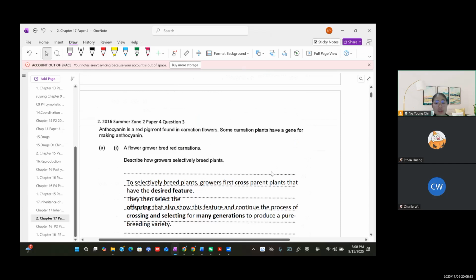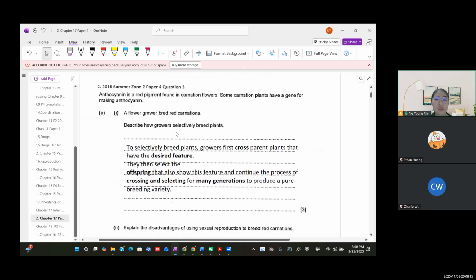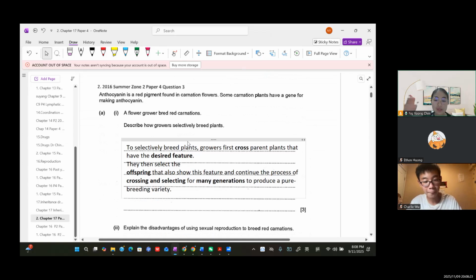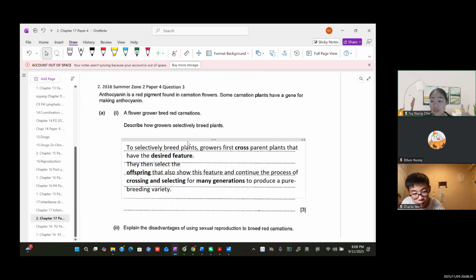Okay, and then the second question, you talk about how they do the selective breeding, right? When they do the selective breeding, they are doing what? They are doing this one, okay? They select the parent plants, so the parent plants will carry the desired features. For example, the offspring will grow faster, or the color is more attractive. They just select the features.